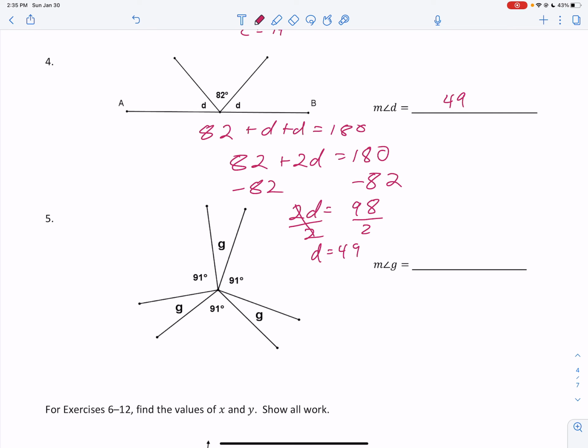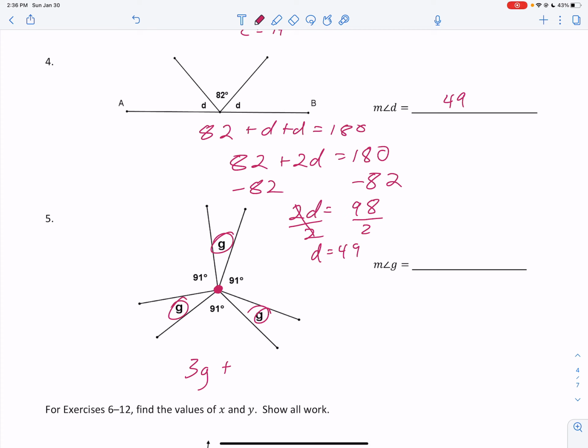This is the exact same thing. It looks hard, but it's not. You could write it all out and say 91 degrees plus 91 degrees plus 91 degrees plus G plus G plus G equals 360 degrees. But we're just using the idea that all of the angles around a point are equal to 360 degrees. So really you can say 3G, because you have 3 G's here, 1, 2, 3, plus 3 times 91. You could write it as 3 times 91 if you want, or as 91 plus 91 plus 91, because that's the definition of 3 times 91.